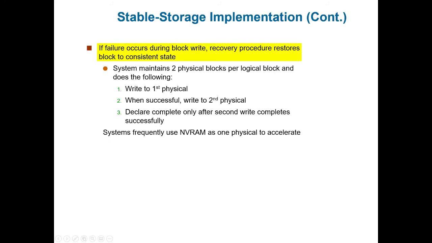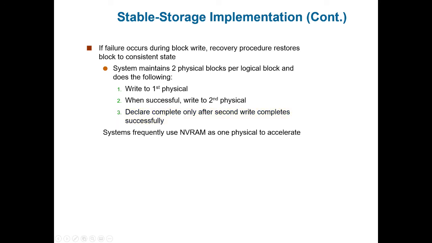Whenever an equipment failure occurs during a write, the system must detect it, and return the system back to a consistent state. To do this, requires 2 physical blocks for every logical block, and the following procedure. Write the data to the first physical block. After step 1 has completed, then write the data to the second physical block. Declare the operation complete only after both physical writes have completed successfully.